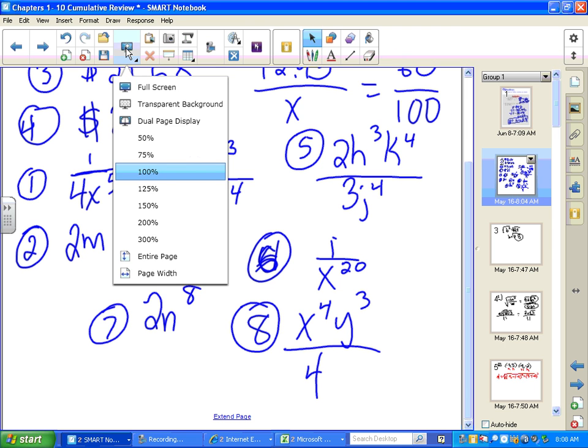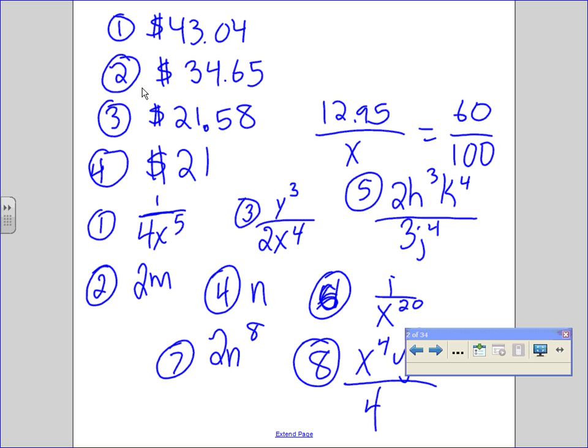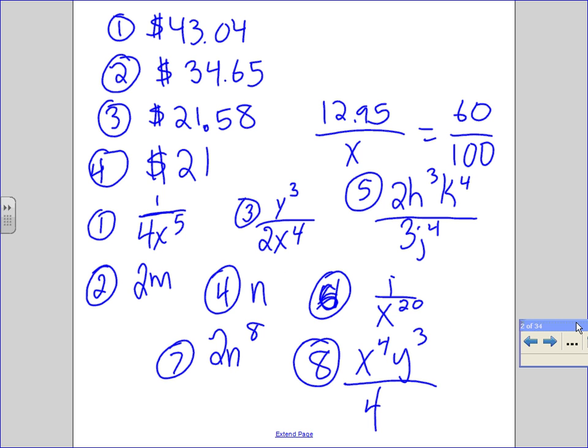All right, so now questions. Emma H. Number 4, you define the wholesale. So it should be $47.25 over X equals 225 over 100. And if that doesn't make sense, tell me.